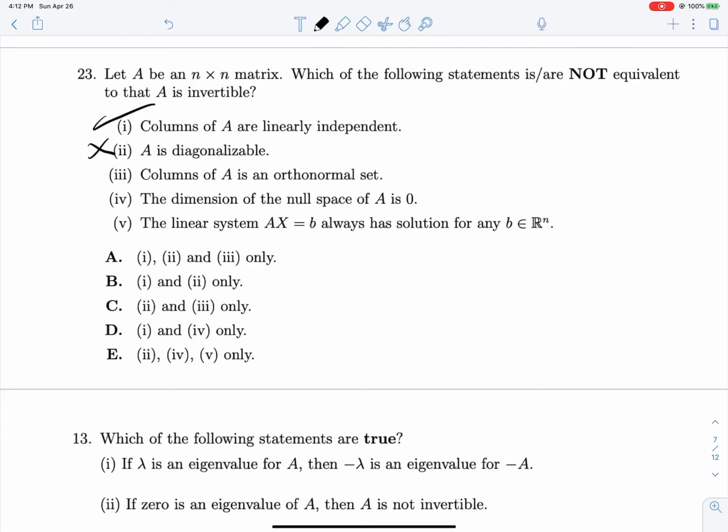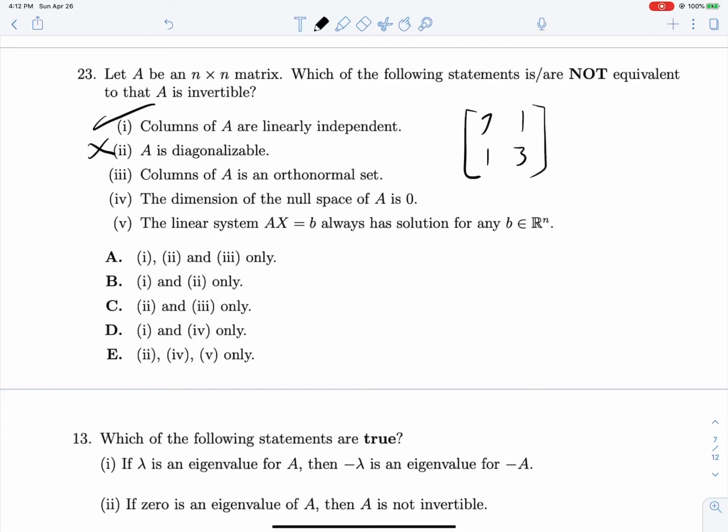What about 3? The columns of A form an orthonormal set. Nope, no. I don't agree with that. I can make you a quick matrix. 7, 3, 1, 21. Oh, sorry, that's non-invertible. What about literally anything else, that would work. This matrix has a determinant that is not 0, so it's invertible, but do its columns form an orthonormal set?